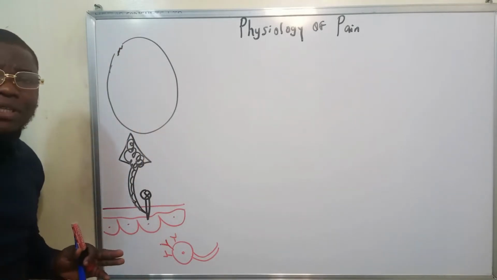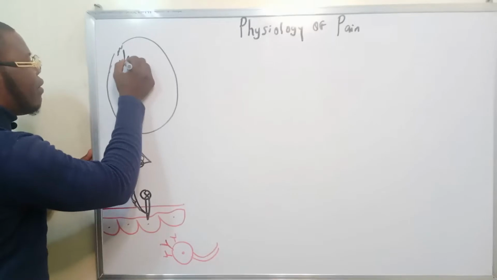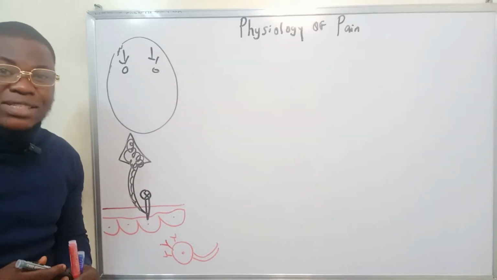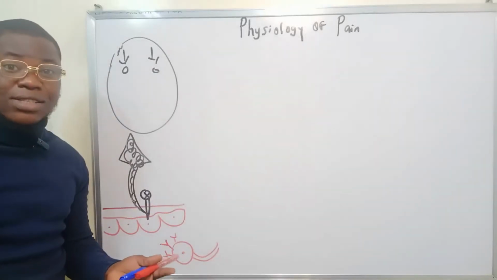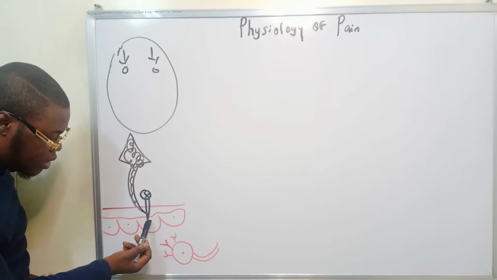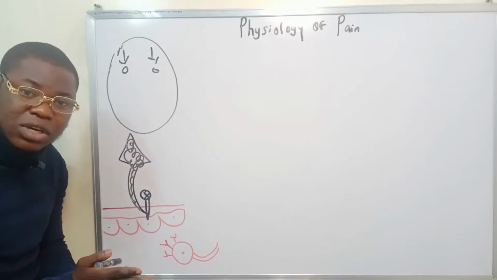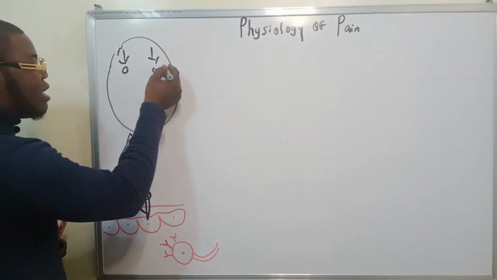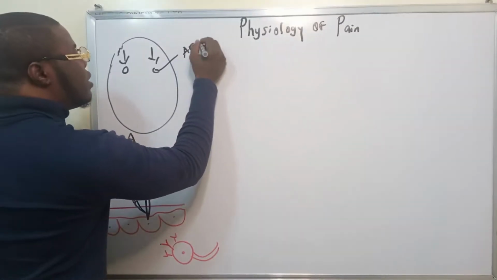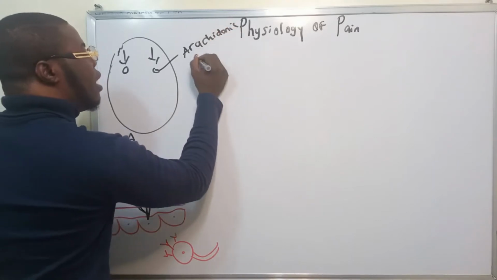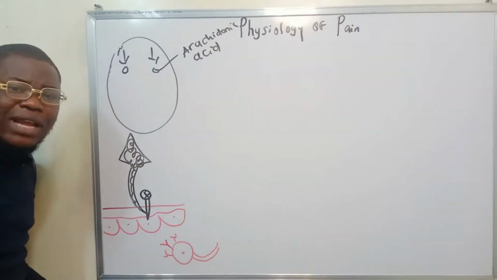Now, whenever a cell is damaged, it releases something called arachidonic acid. Just like tears, you can just think of it as tears, although they are not tears. Since the cell has been damaged due to the presence of this nail protruding into the body cavity, the cell is going to release some kind of chemicals. And these chemicals are called what? Arachidonic acid. And now what will happen next?